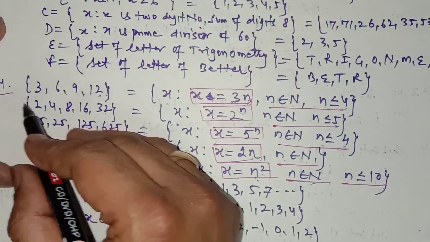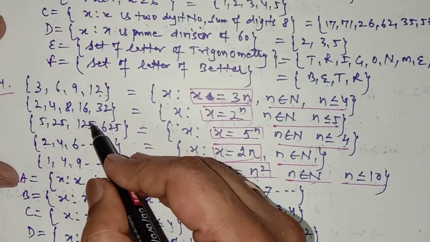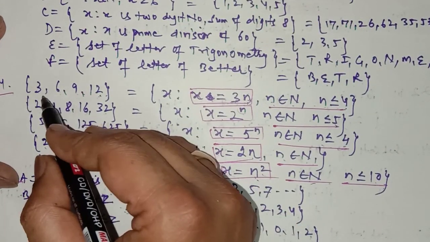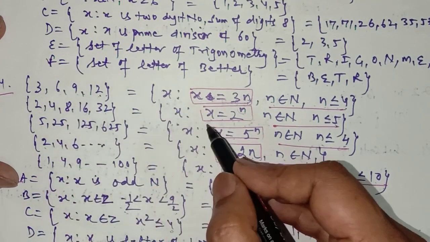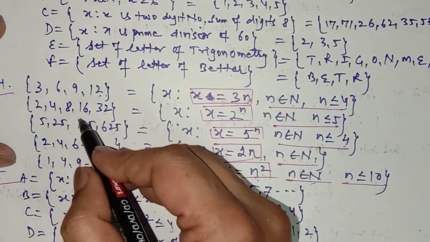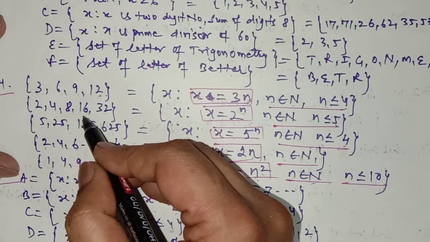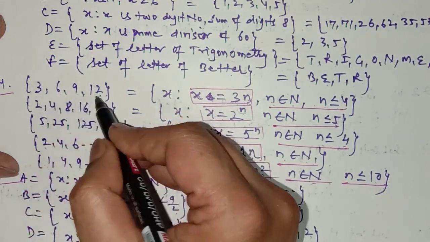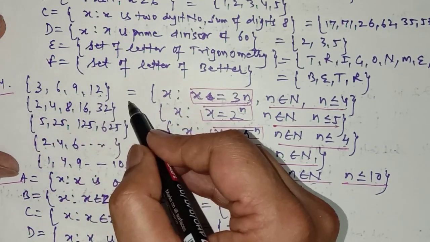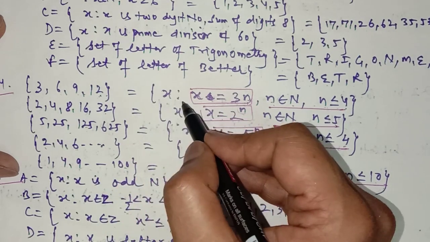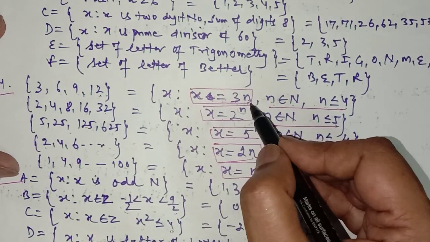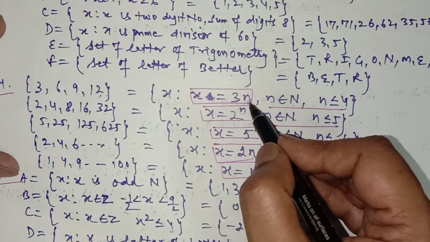Then in question number 4, we have already done this in the beginning of this chapter. Roster form is given and you have to convert into set builder form. 3, 6, 9, 12, these are the multiples of 3. So you can write in the set builder form like this: x such that x is equal to 3n, multiple of 3. And what is n? n is a natural number.